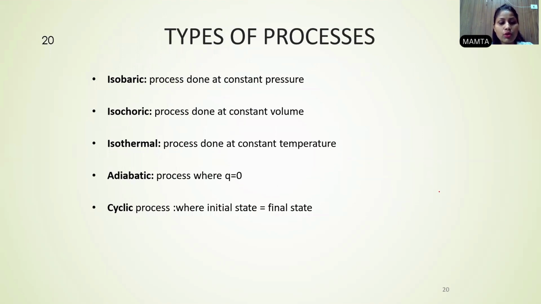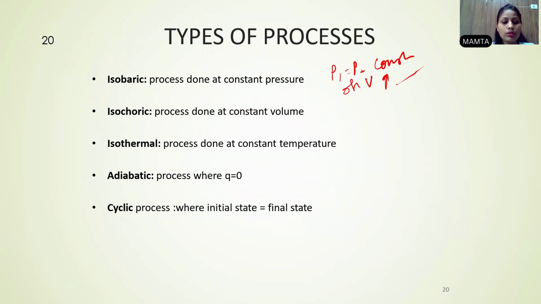Now coming to the different processes of a thermodynamic system. First is isobaric. An isobaric process is a thermodynamic process in which the pressure of the system remains constant. It means that the system is allowed to exchange energy and perform work while maintaining a constant pressure. So volume and temperature of the system can change during the isobaric process, but the pressure will be constant.